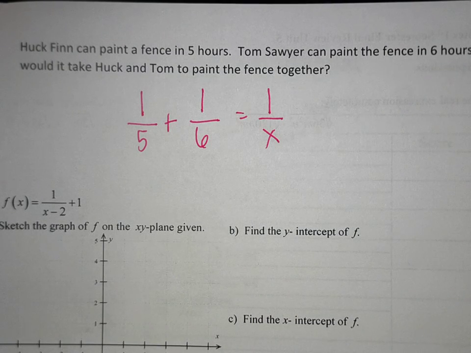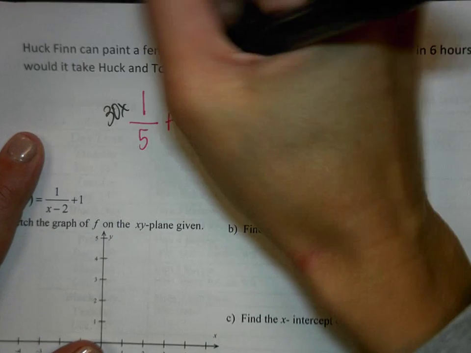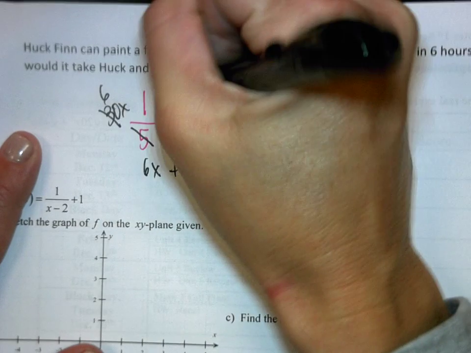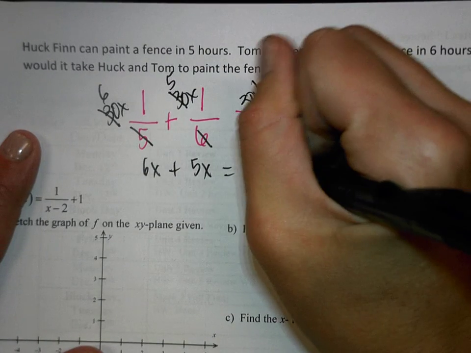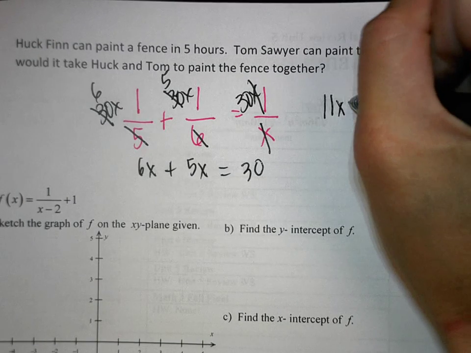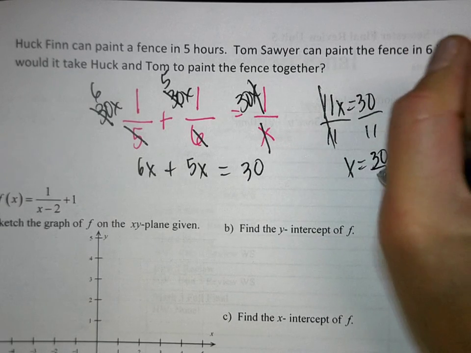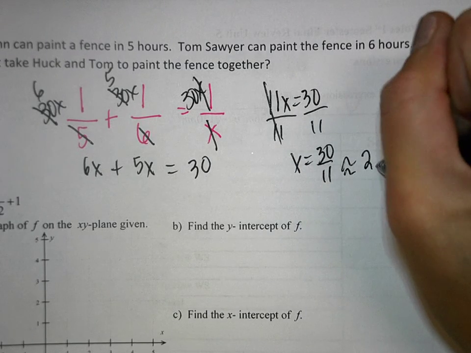It has an equal sign, so we can eliminate the fractions. What am I going to multiply by to all the terms? Good. 30x would be my LCD next to every term. When I do that, here 5 goes into 30 6 times, we get 6x. Here 6 goes into 30 5 times, I get 5x. X's cancel, 30 times 1 is 30. 6x plus 5x is 11x equals 30. We divide by 11. X equals 30 over 11. If you put that into your calculator, it is approximately 2.7 hours.